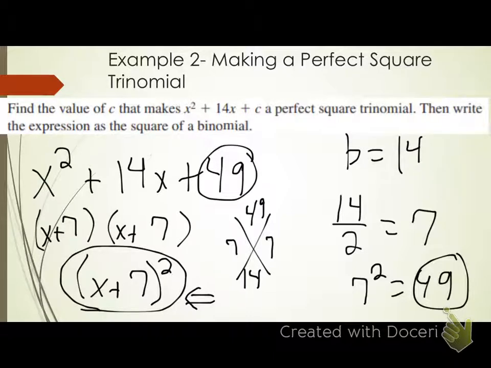Does everyone see that? Not too bad, right? Take your b value, cut it in half, square it. That's you completing the square. Any questions? Can I move on?